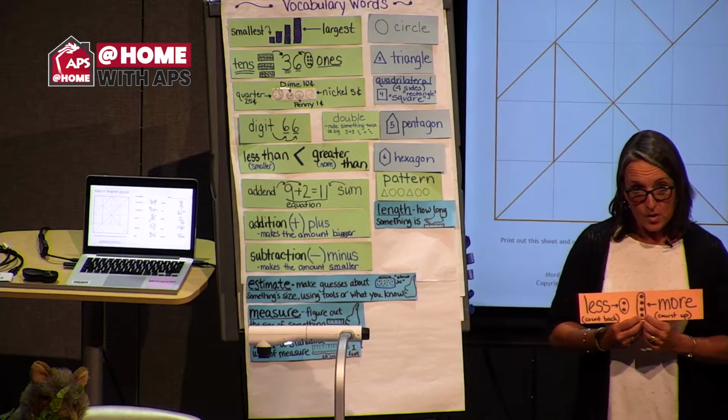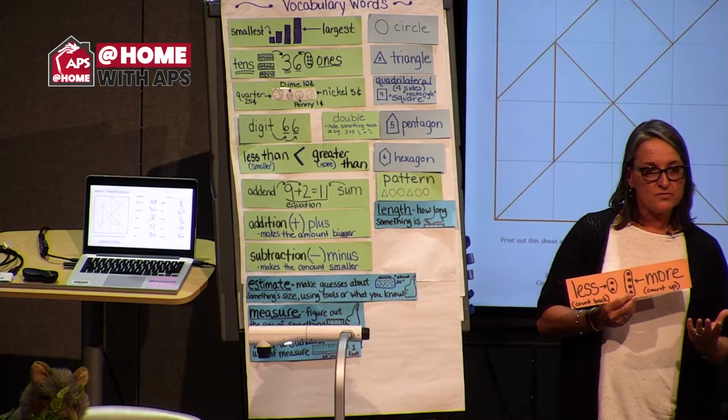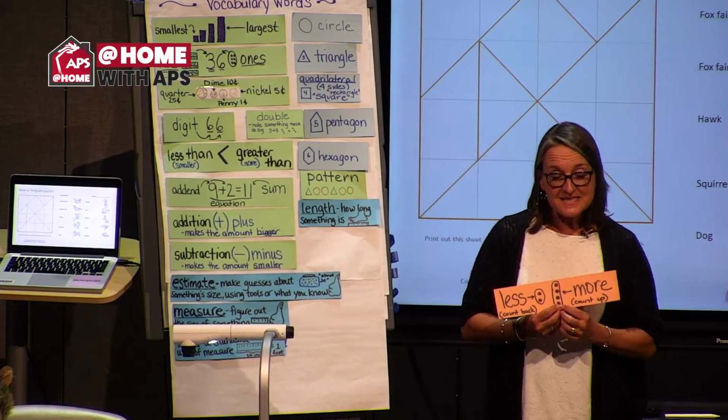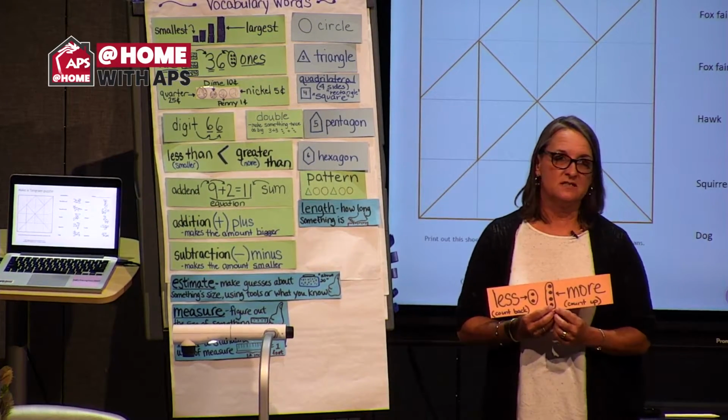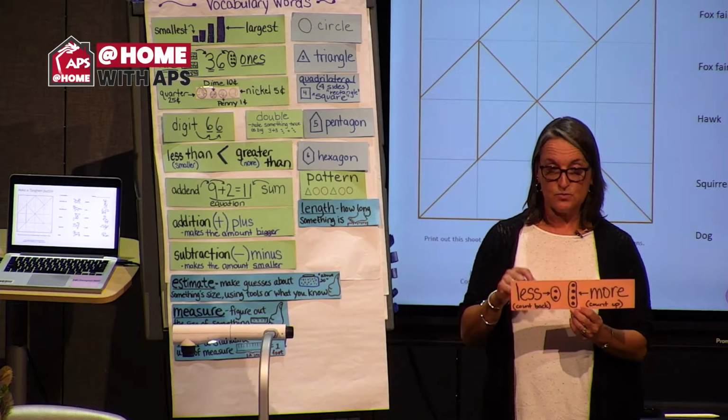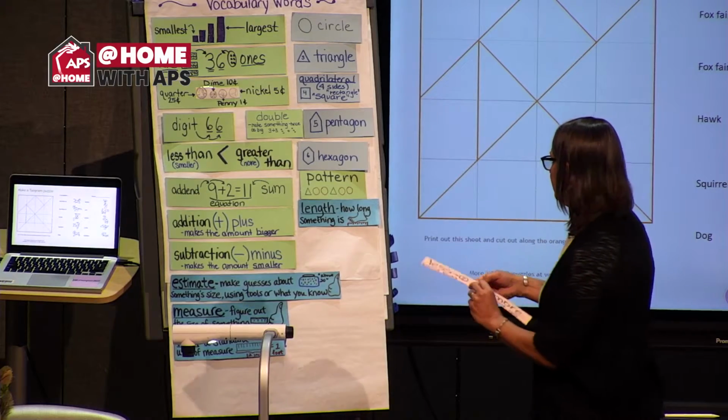And if there's more, then we count forward, right? For example, one day this week we had 16 things, and that's more than 15. So we would count forward. 15, 16. 16 is one more than 15.